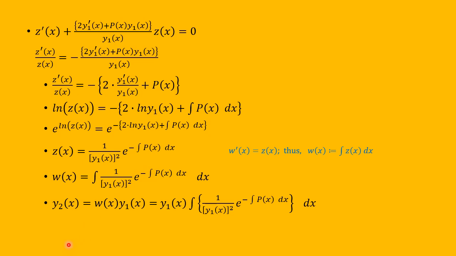Okay, so then remember that we started by assuming that y2 was going to equal w of x times y1 of x, and we found out what w has to be so that this thing, y2, is also a solution to that differential equation. So multiplying both sides of this equation by y sub 1, we just get that y sub 2 of x is y sub 1 times the integral of this stuff dx. Looks like a fairly complicated formula, and guess what? It is a fairly complicated formula.